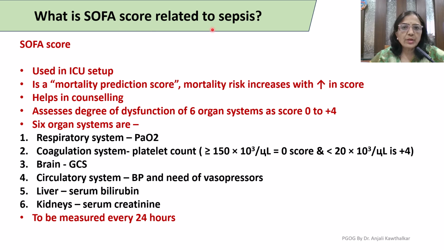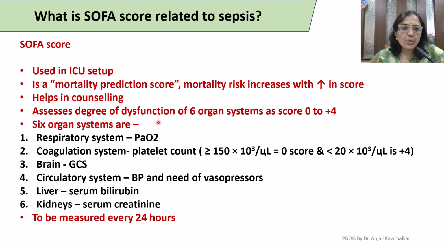Now, what is the SOFA score related to sepsis? Sequential Organ Failure Assessment score. Q-SOFA is used in a clinical non-ICU setup, whereas the SOFA score is used mainly in the intensive care unit setup. It is a mortality prediction score. Mortality risk increases with the increase in the score. That is how it helps in counseling the relatives about the possibility of recovery and the prognosis.